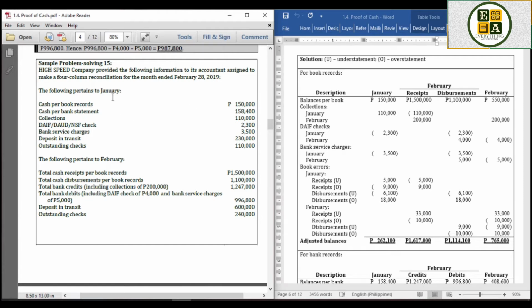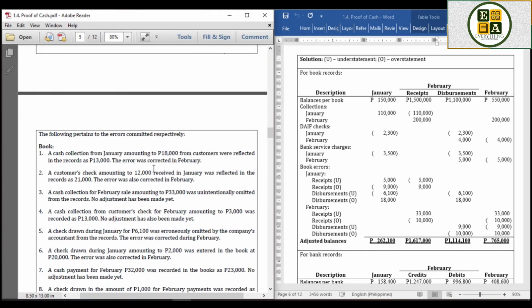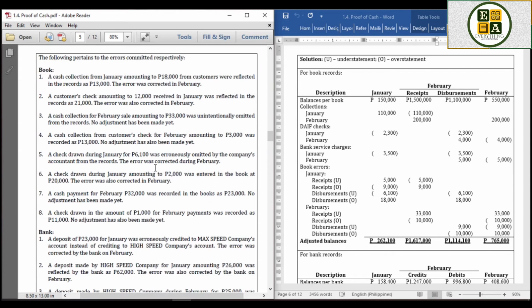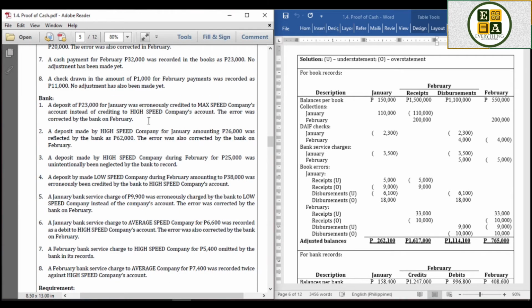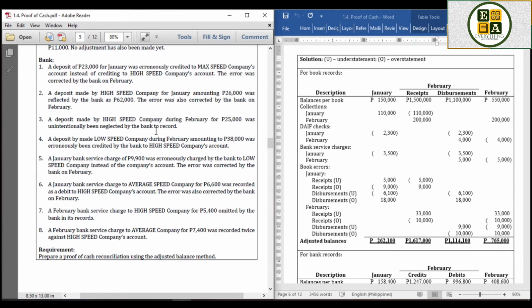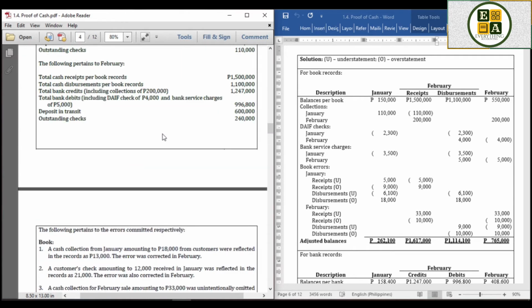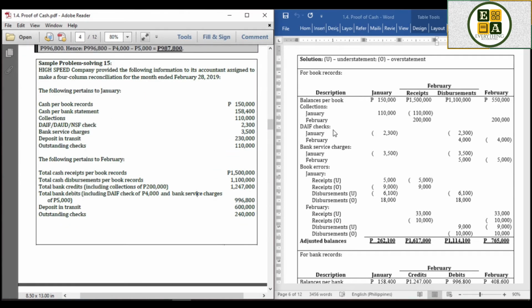So, we were given information for January, also for February. Then, below, on the next page, we were given information on the errors: 8 book errors and 8 bank errors. The requirement is to prepare a proof of cash reconciliation using the adjusted balance method. So, I start from the beginning. Okay. The balances per book, here. We have here 150,000. So, this is it.